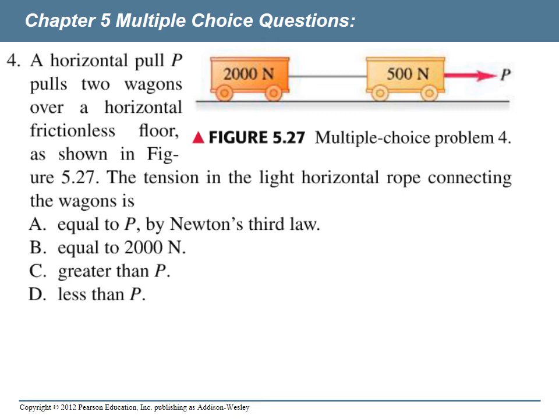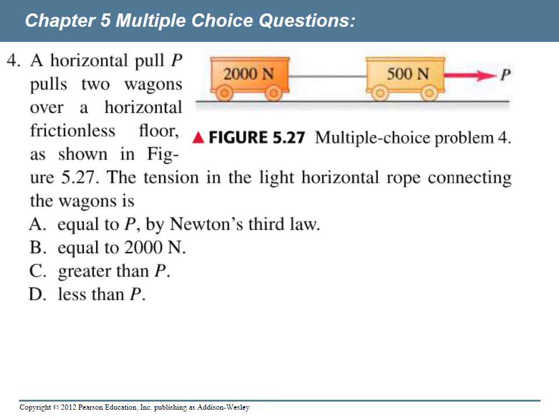Okay, multiple choice 5.4. You have these two carts here. One of them is 2,000 newtons, one of them is 500 newtons, and some force P is pulling on the 500 newton cart, and some cable connects them, right? It asks: the tension in the light horizontal rope connecting the wagons is what? So this is the light horizontal rope connecting the wagons.